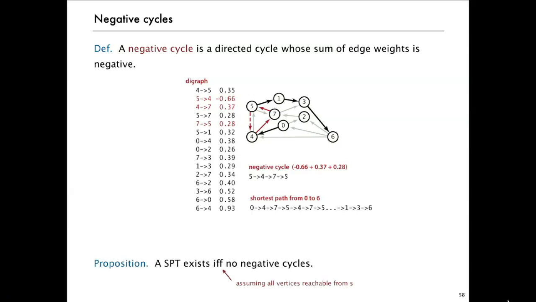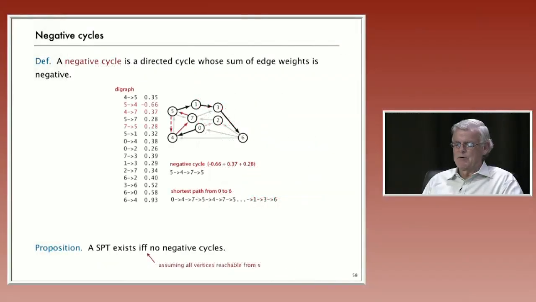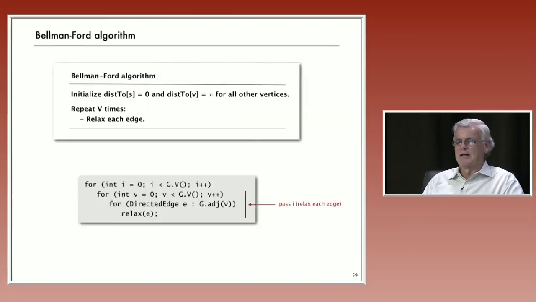So the first thing is, if there's no negative cycles, then there's a shortest path tree. And if there's a shortest path tree, there's no negative cycles, assuming that you can actually get to the vertices. So what we'll want is graphs that have no negative cycles, and then we can work with those. And there's an old algorithm known as the Bellman-Ford algorithm that does the job. It's only slightly more specific than the generic algorithm that we gave before.